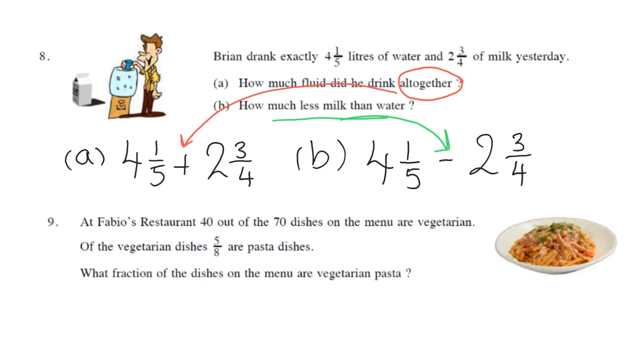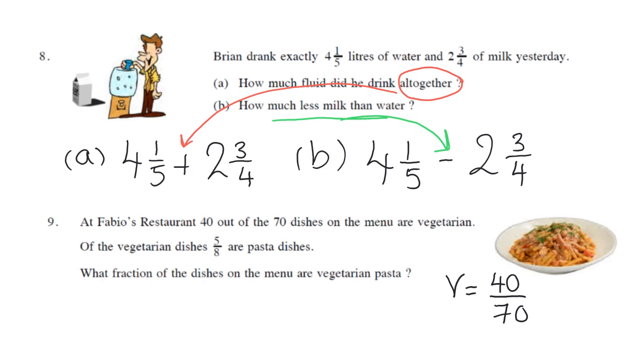Moving on to the next question. If we have Fabio's restaurant, 40 out of 70 dishes on the menu are vegetarian. It's important in the first instance, if we're going to deal with these fractions, that we change that sentence. It's 40 out of 70. When you were probably in primary school, you used 1 out of 4 for a quarter. So 40 out of 70 is something that we would look at. So "out of" means over.